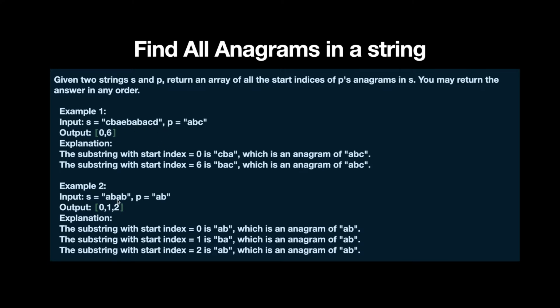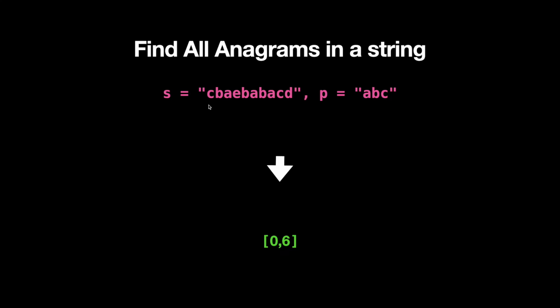Similarly, for the second input with P as AB, we have to check: AB is an anagram of AB, so at index 0. BA is also an anagram of AB, so at index 1, and AB again at index 2, right? So 0, 1, 2, at all these indexes we are getting an anagram of AB, so that is our resulting output. So let's see how we do it.